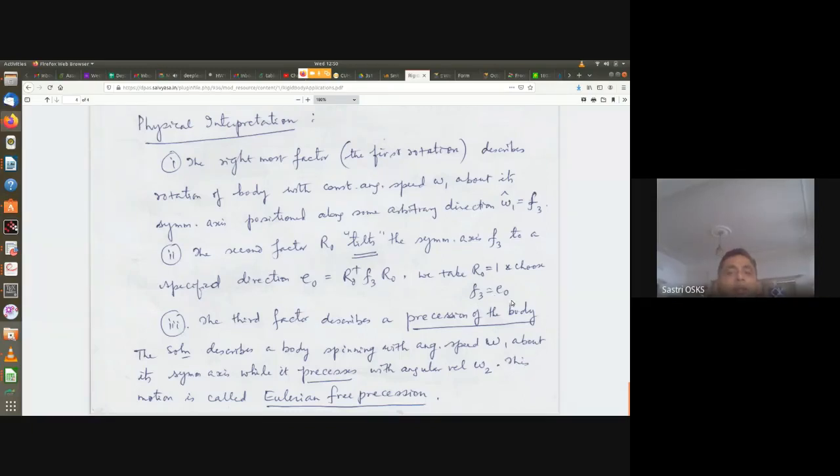E naught is not E1, E2, E3. It is some other direction in which F3 is actually tilted. So basically F3 gets tilted with respect to the z-axis, so it comes in that direction. The third factor describes the precession of the body, that is, the solution describes the body spinning with angular velocity omega 1 about its symmetry axis while it precesses with angular velocity omega 2. This rotation is what is called Eulerian free precession.